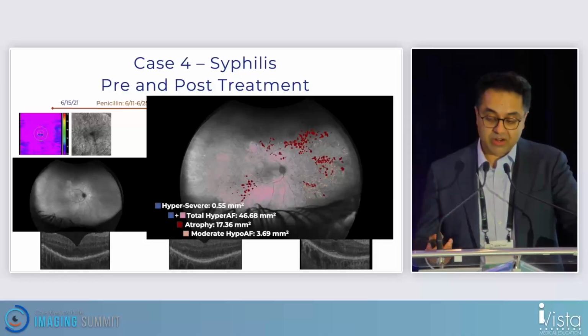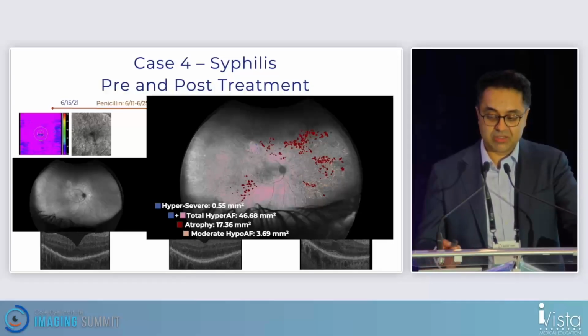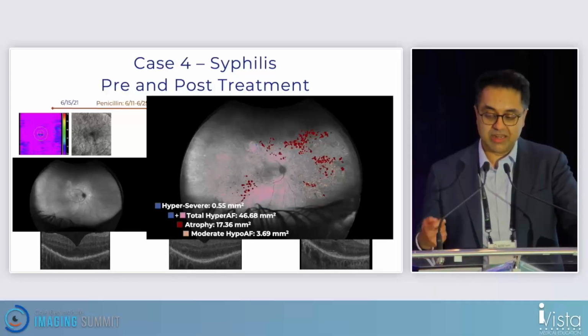And as we can quantify these over time, maybe we'll be able to better monitor treatment, not just in syphilis, but in multiple different diseases, including in geographic atrophy, as we talk about clinical trial grading and how we can better grade the areas of hyper and hypoautofluorescence in these patients.